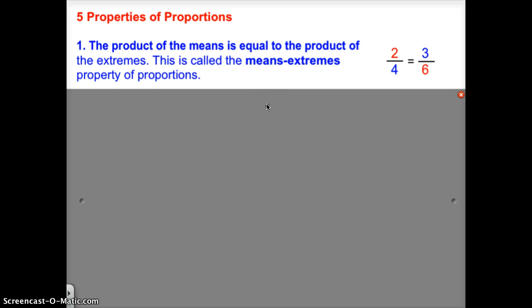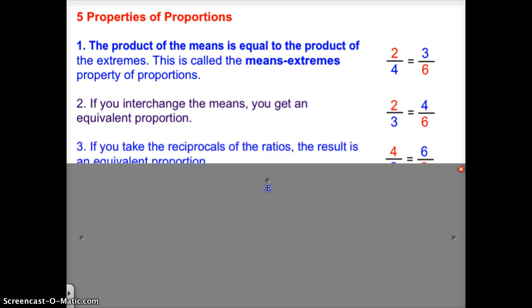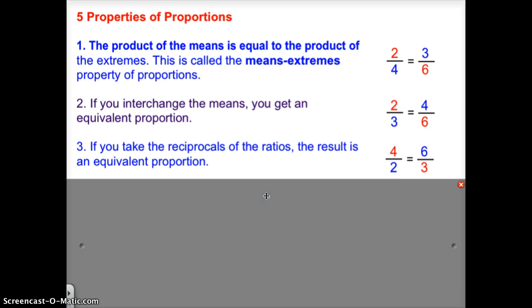Working with that setup of means and extremes in the locations that they are, you can then create an equivalent proportion by interchanging the two means, where 3 and 4 switch to 4 and 3, and now 2/3 equals 4/6, but still 2 times 6 is 12 and 4 times 3 is 12, no matter how you arrange them. You could also do the reciprocals of that, where the means and extremes then flip positions, and now you have 4/2 equals 6/3. 4 times 3 is still 12, and 6 times 2 is still 12.